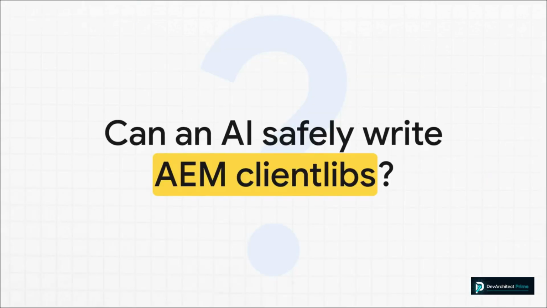Okay, let's dive into this. We're going to treat this explainer like a suspenseful pull request review. Imagine a brand new junior developer just handed you a massive chunk of architecture, and it's your job to figure out if it's safe to merge. But in this case, that junior developer is a large language model. Can an AI agent actually be trusted with AEM Clientlibs?